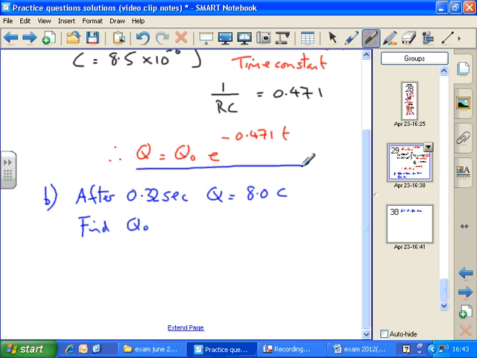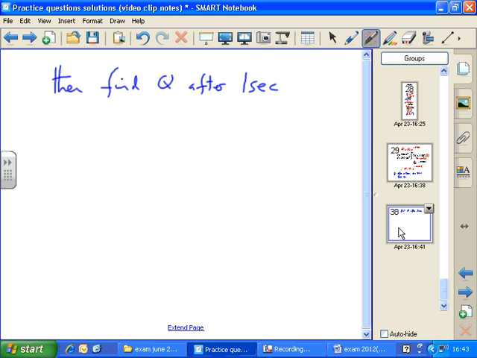So now, given that Q equals 8 coulombs after 0.32 seconds, we could find Q0. And I'm sure you can do that. Once you've found the value of Q0, the next thing to do is to find Q after 1 second. So use the value of Q0 that you just calculated, and then let t equal 1 second and find what the charge is after 1 second. Have a go at those and check that you agree with the answers on the sheet.